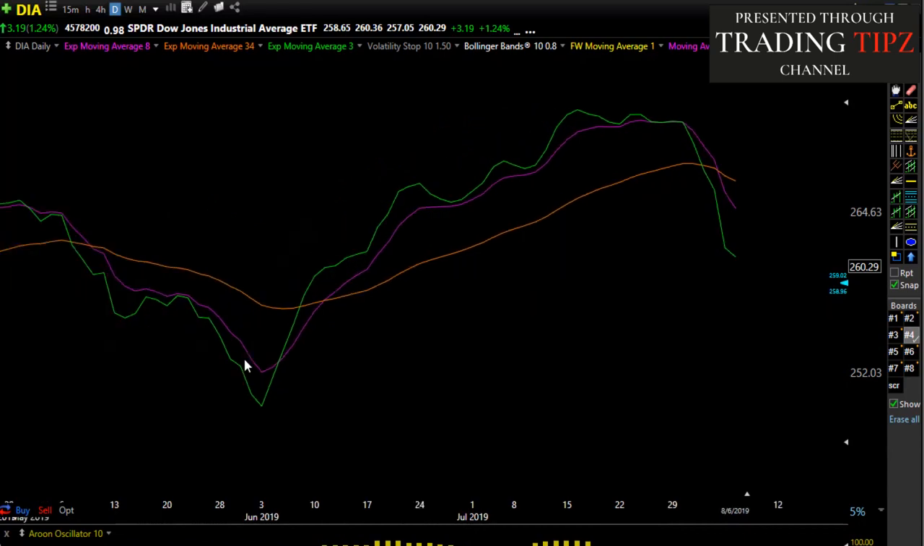Meaning our short-term moving averages get lined up like they're supposed to be. 3 should be above the 8. 8 should be above the 34. If we're looking at a downtrend, 3 should be below the 8. 8 should be below the 34. And until that condition exists, I'm not interested in a trade. So for example, when folks try to pick or time a bottom, and this is something I used to do all the time, I'm not interested in that. Not even close to interested in that anymore.